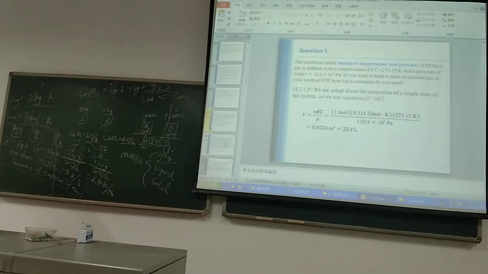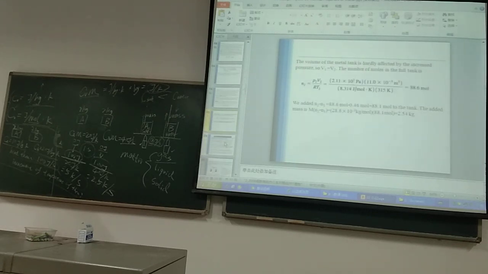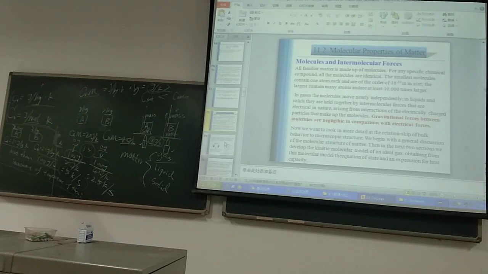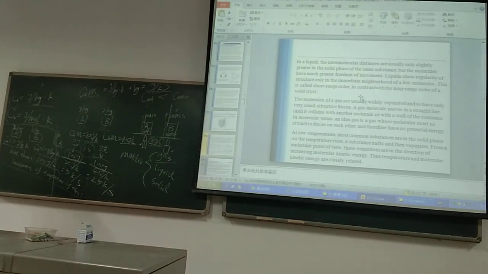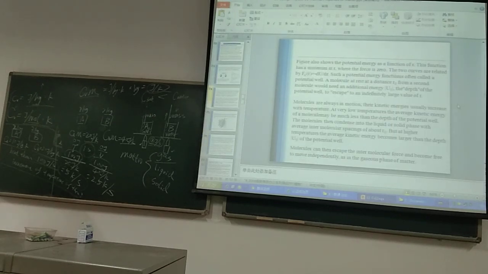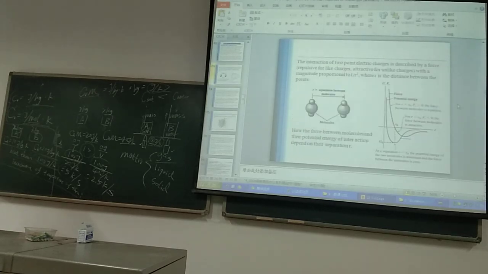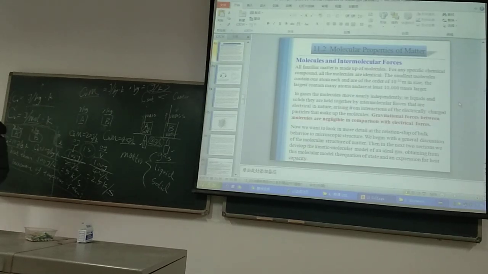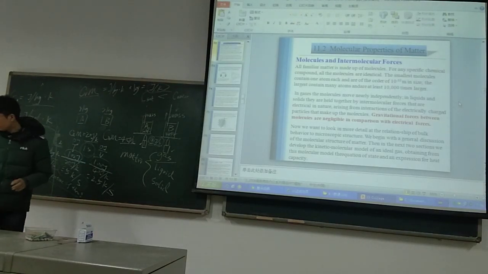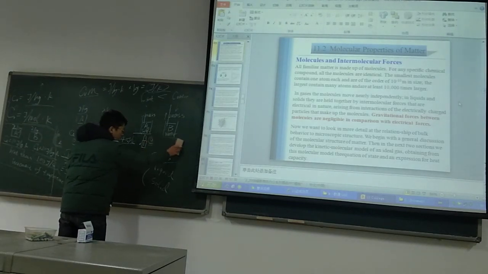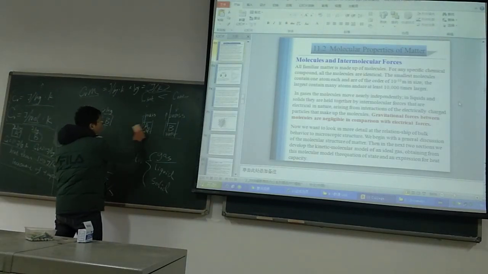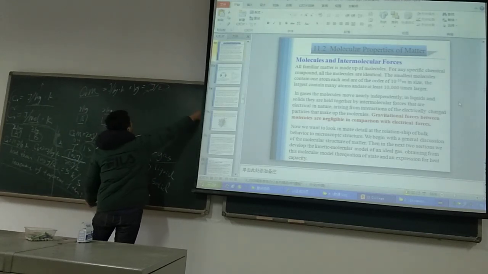We begin here. In liquid, the intermolecular distances are usually only slightly larger. Before learning the method, I would like to tell the difference between the gas, the liquid, and the solid in a microscopic way.